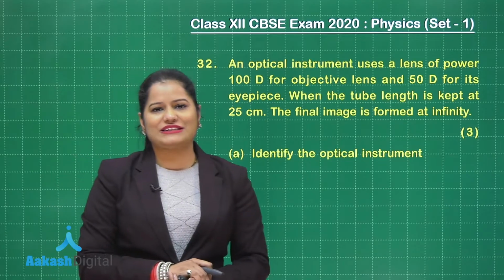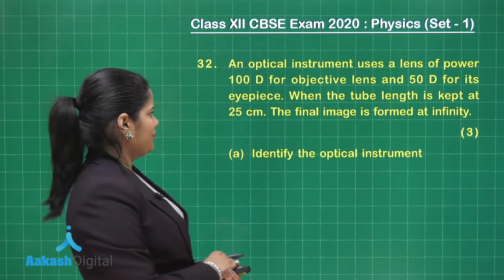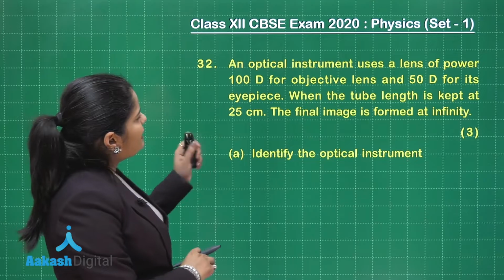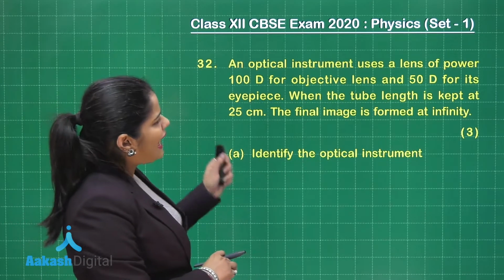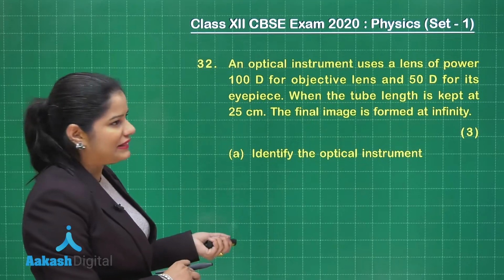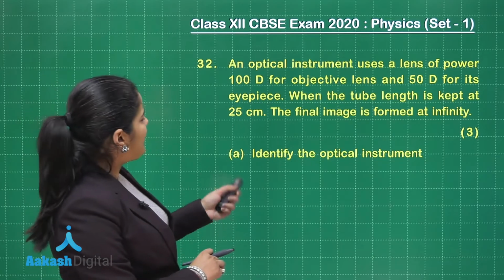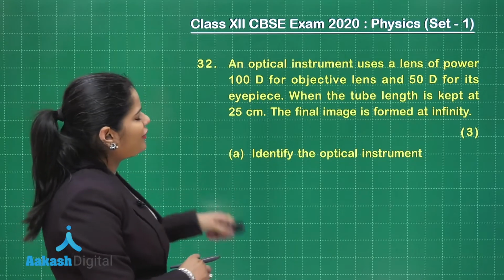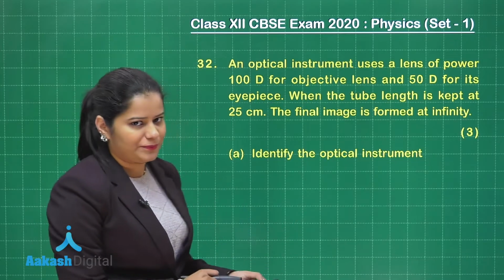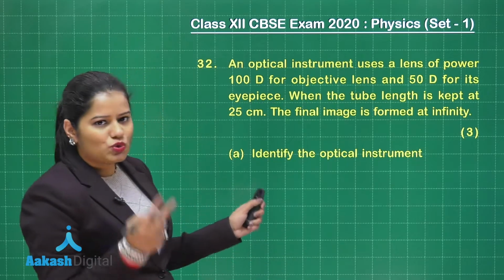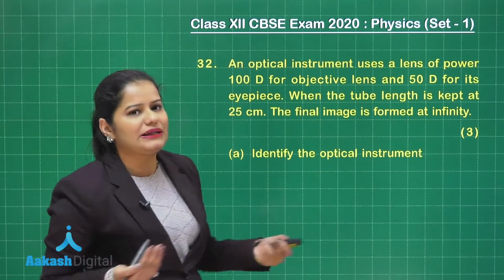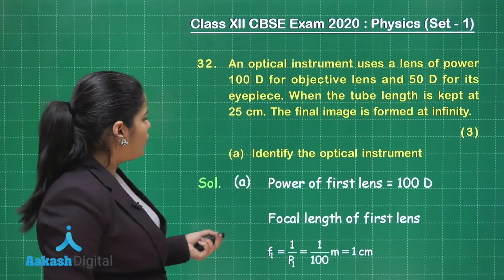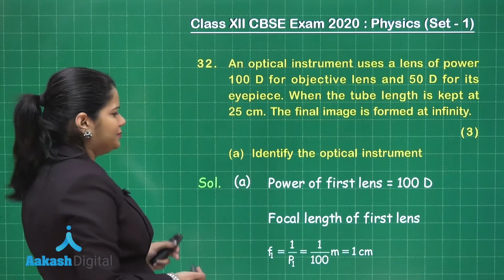Okay, so now let's have a discussion of question number 32. This question says an optical instrument uses a lens of power 100 diopter for objective lens and 50 diopter for its eyepiece. When the tube length is kept at 25 centimeter, the final image is formed at infinity. So this question has two parts. The first part wants us to identify the optical instrument. So let's have a look at the solution of A part first.